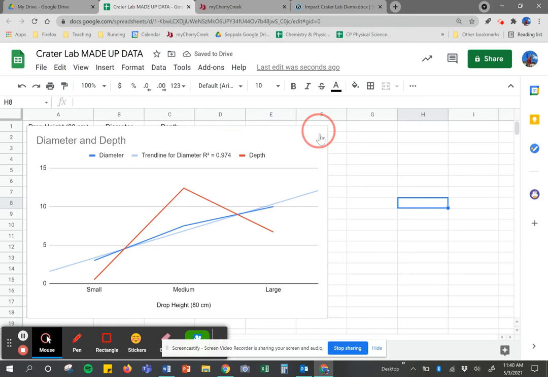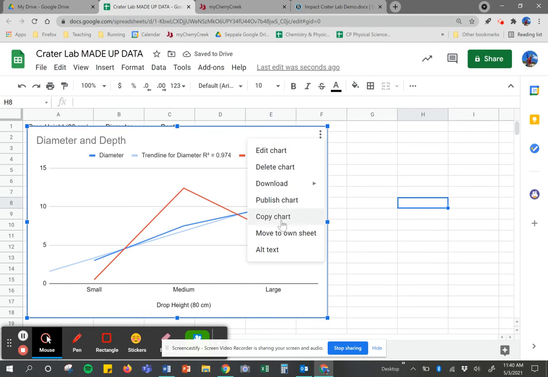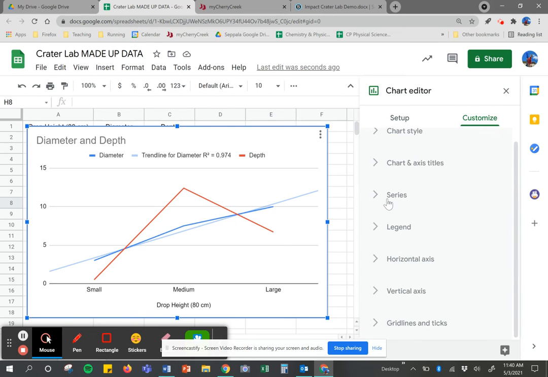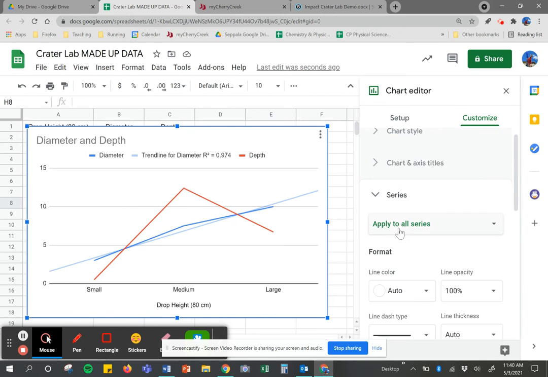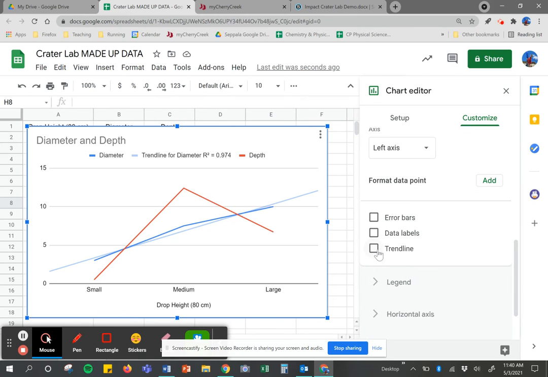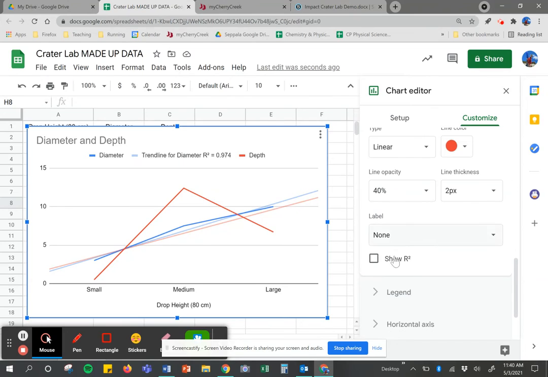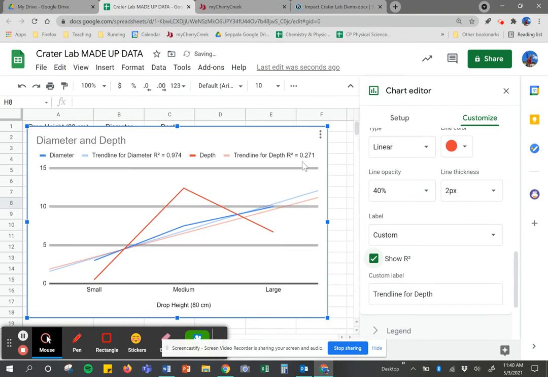Let's do this for the depth. So here, I need Edit Chart, Customize, Series, try the depth. Scan down to Trend Line. Remember that thin red line is essentially an average of the data, the red data, the depth data. Show R squared. Ooh, 0.271.